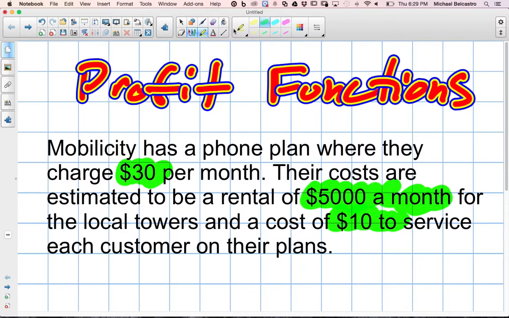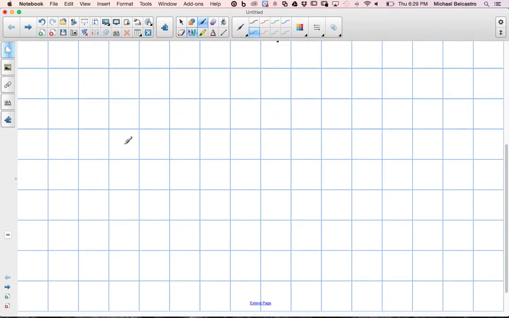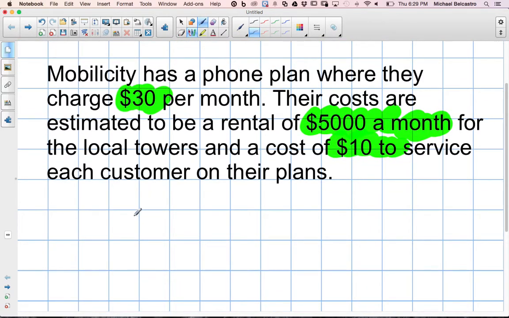So what we need to do is to build a profit function, okay? And we'll call it profit, and x will be the number of customers, okay? And what we'll do is we'll calculate a monthly amount of it. $10 to service each month? Yes, service each month. That's very important here, because everything's built in months right now. Our profit will be over the course of a month. So we're going to try to figure out what the profit function is per month.